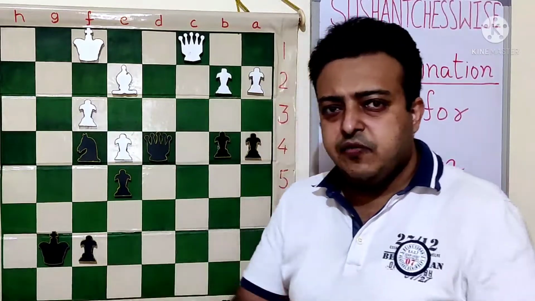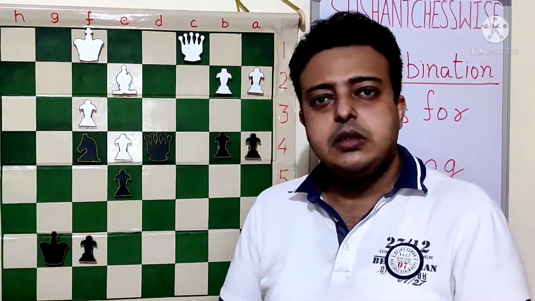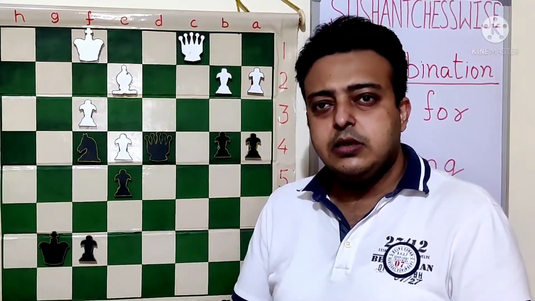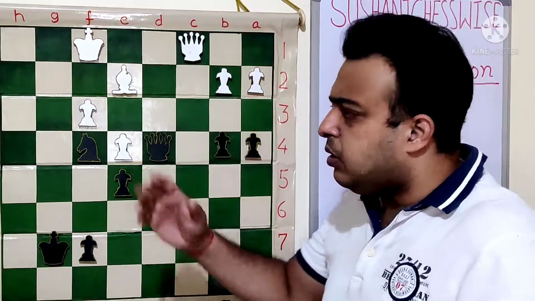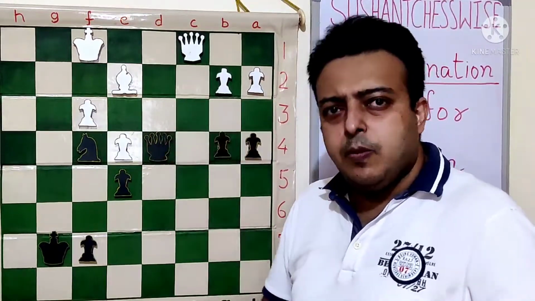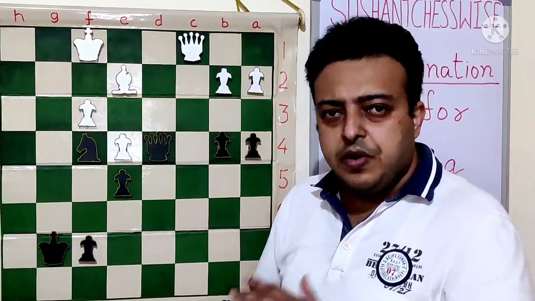If we extend the definition further, combination is a series of forced moves which usually begins with a sacrifice, and it has three objectives: either to get a winning position, or material advantage, or to checkmate the opponent's king. In this topic I will be showing you how we can identify the combination, and what steps we should follow to solve any combination.